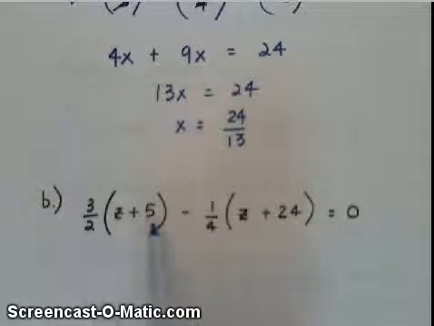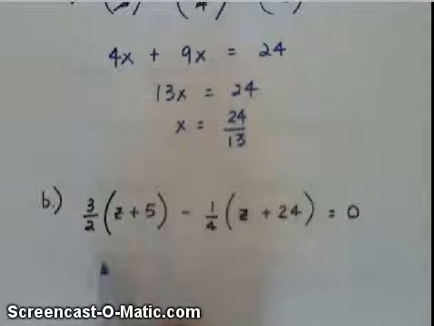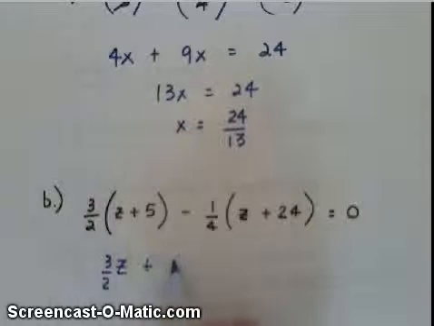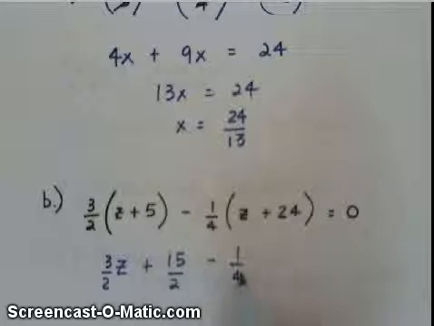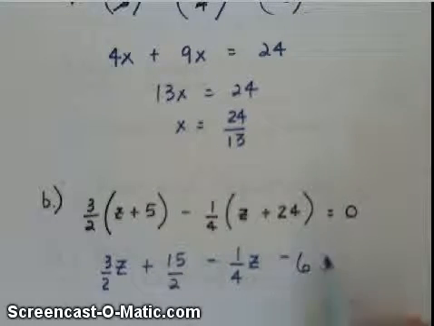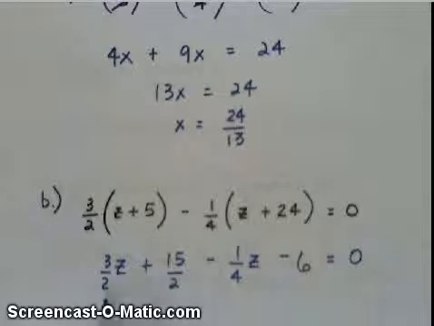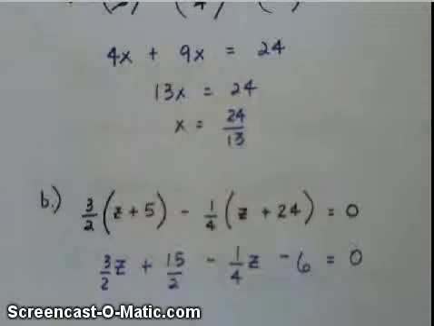3 halves times (z plus 5) minus 1/4 times (z plus 24) equals 0. Let's distribute first. This is 3 halves z plus 15 halves minus 1/4 z minus 24 fourths, which is 6, equals 0. Now, you see the two stories? Let's look at the denominators. We've got a 2, we've got a 2, we've got a 4, and we've got a 1.